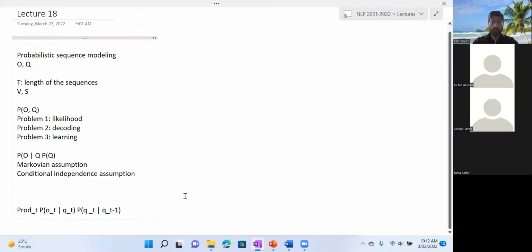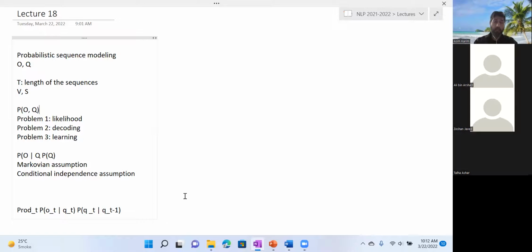So this is a problem over two sequences, capital O and capital Q. The O sequence is a sequence of events, and capital Q is a sequence of states. In the case of POS tagging, capital O is a sequence of words and capital Q is a sequence of labels or tags for those words. Both sequences have the same length T. Each state comes from the possible set of states S, and each event comes from the possible set of events V, which we can also call the vocabulary. And of course, S has size N and V has size |V|.